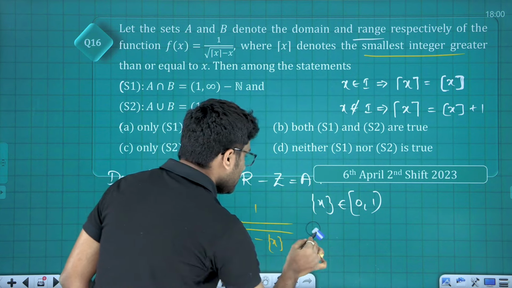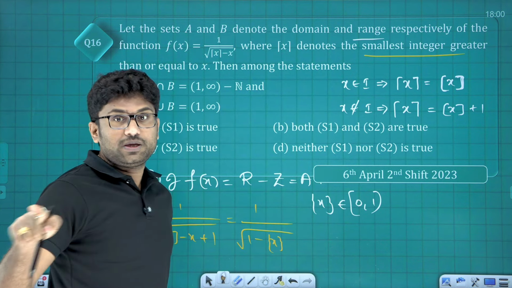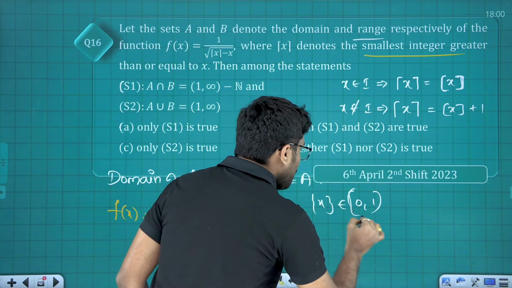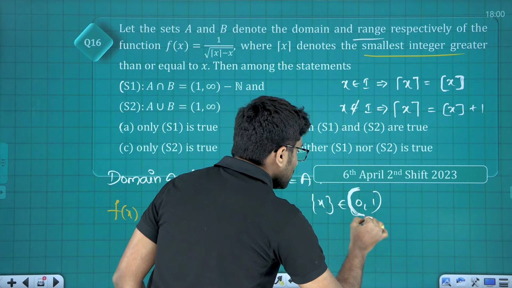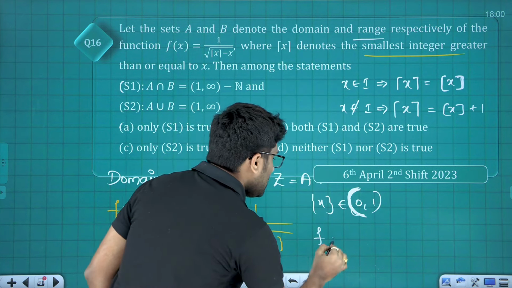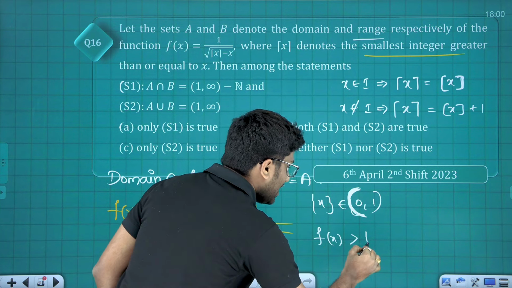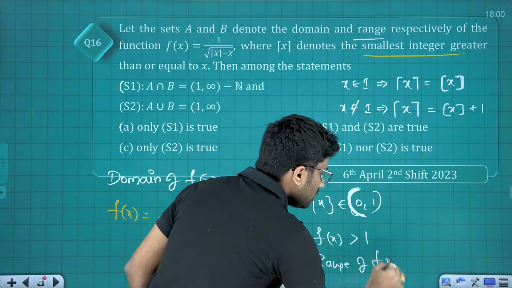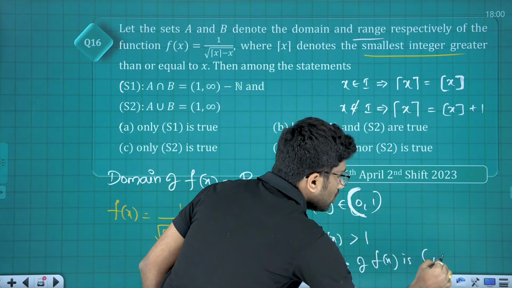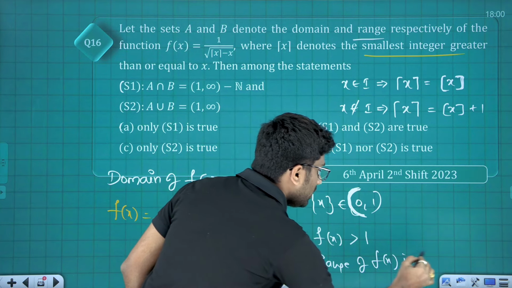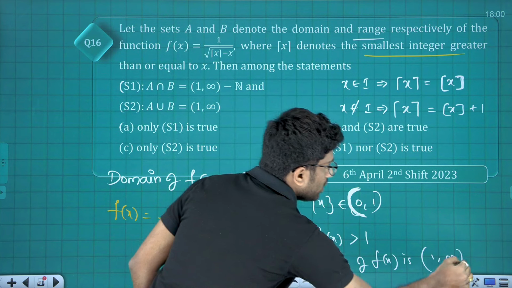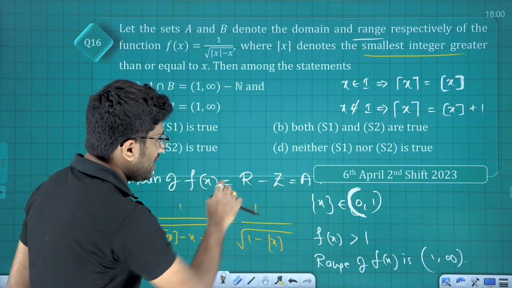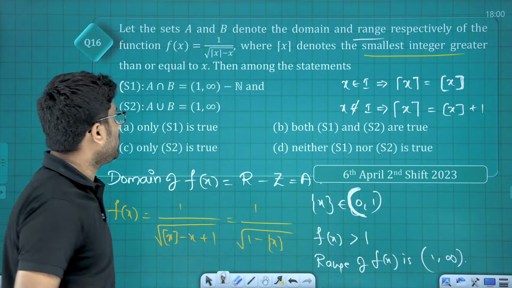Clear? So the range of f of x, one more thing: x cannot be 0 also, because x should not be an integer. So we have to take open 0 to open 1. That means the value of f of x will only be greater than 1. Therefore the range of f of x is open 1 to infinity. So we have got two sets. Set A is R minus Z, set B is open 1 to infinity.